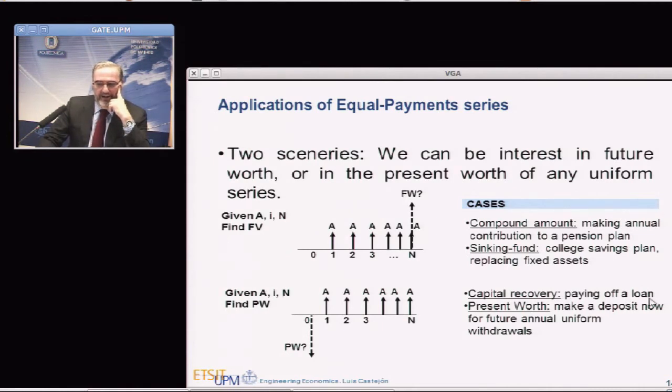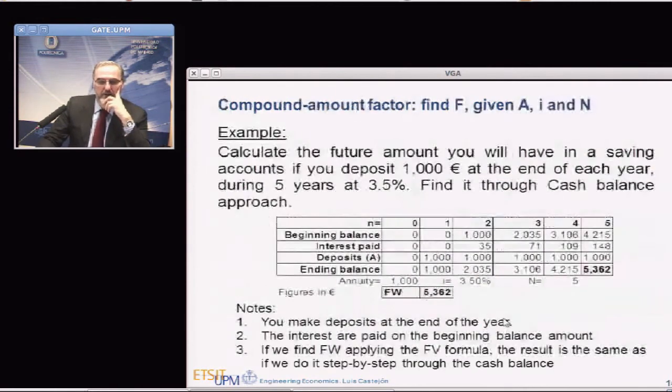The capital recovery, for example, paying off a loan, is when I know the present value of the loan and want to know how much I'm going to pay every month. That is the capital recovery. So, for example, the compound amount factor, where we are talking about equal payment series. Calculate the future amount you will have in a savings account if you deposit 1,000 euros at the end of each year during 5 years at 3.5%.